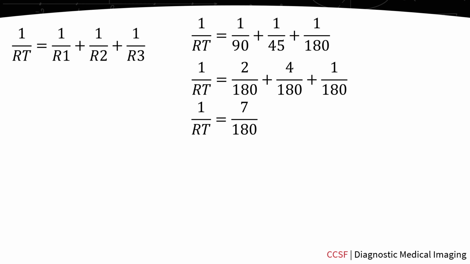However, we still have that 1 on the other side, so we need to divide each side by 1. So it's going to be RT equals 1 divided by 7 over 180. And if we do that long math, we will get to RT equals 25.7 ohms.